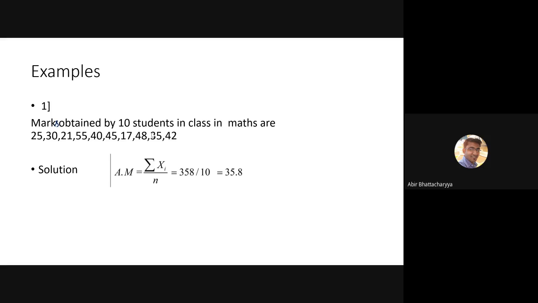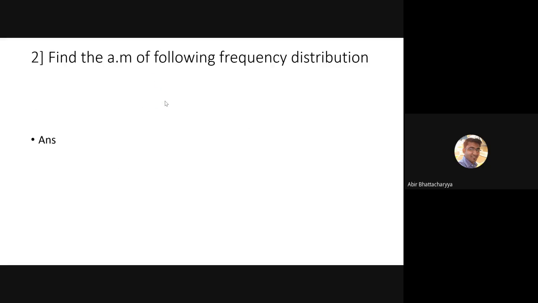So what is the AM here? Summation xi by n. Now n is already given to you, n equals 10, the 10 students in the class. So obviously n equals 10. The marks obtained by all those 10 students are given here, so we just add them and divide. This is a very basic thing. You have done it so many times in the past, so it will not trouble you, right?